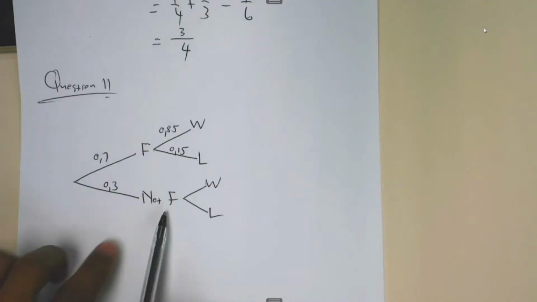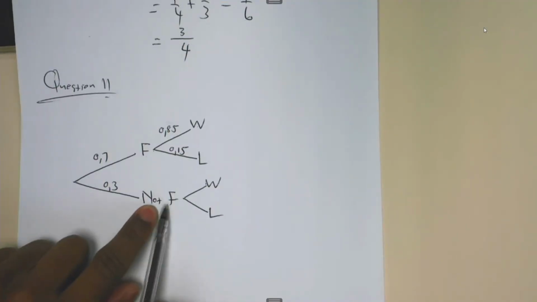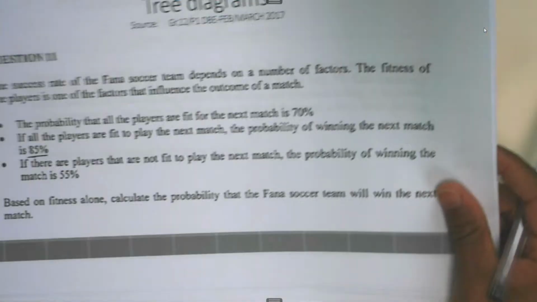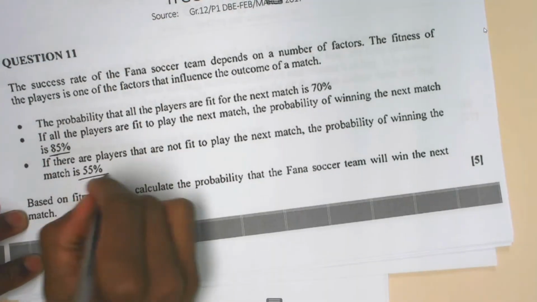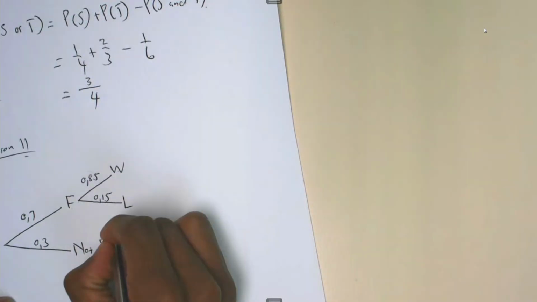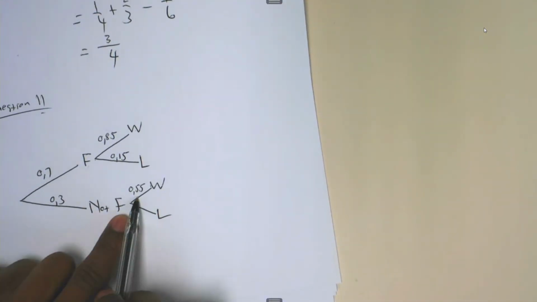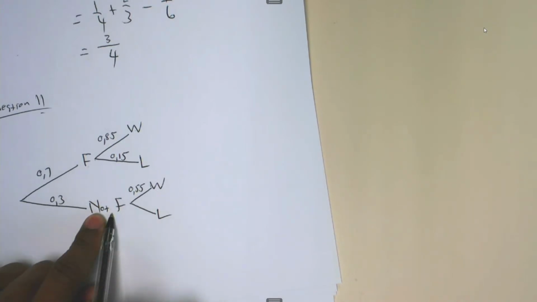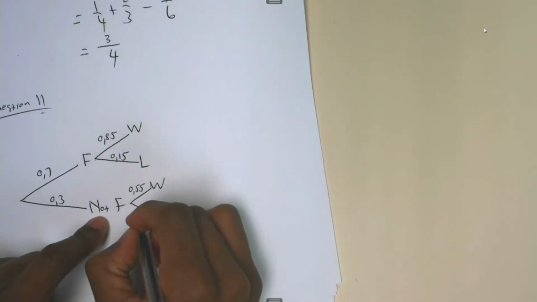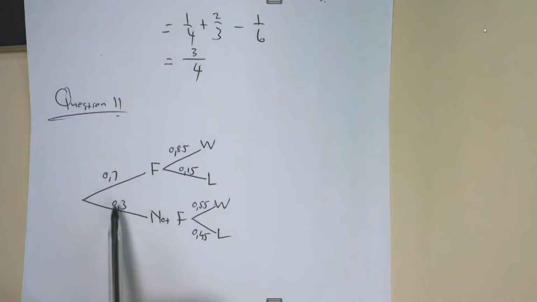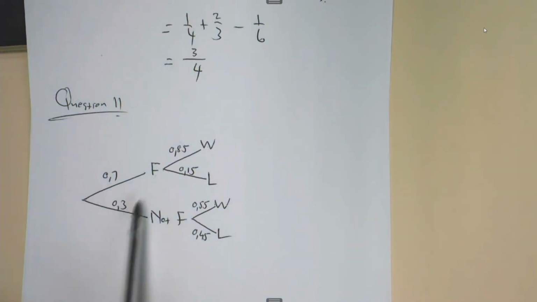Now let's move on to when they are not fit. The probability of them winning the match when they are not fit is given as 55%. So not fit, 0.55. And then the probability of them losing the match while not being fit, subtract from 1, and we'll have 0.45. So not only must you get the structure correct, also the probabilities on each branch. Very important, Grade 12s.